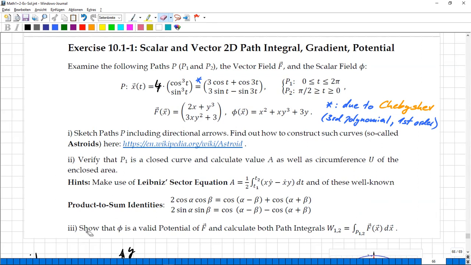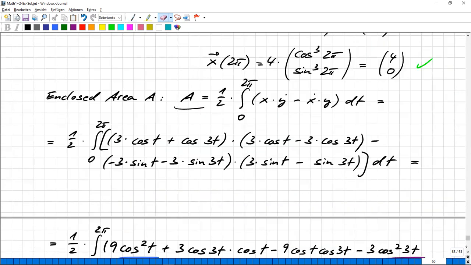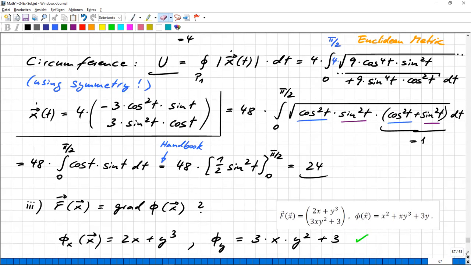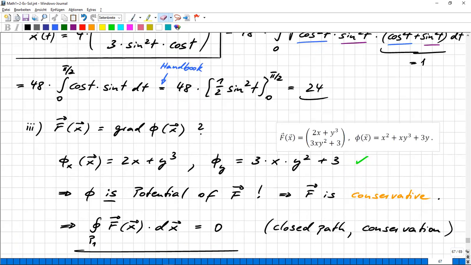Now, look, show that phi is a valid potential of f vector and calculate both path integrals, along path P1 as well as along path P2. That's it. So, looking here, what do we get? Well, f of x equals gradient of phi of x, question mark.